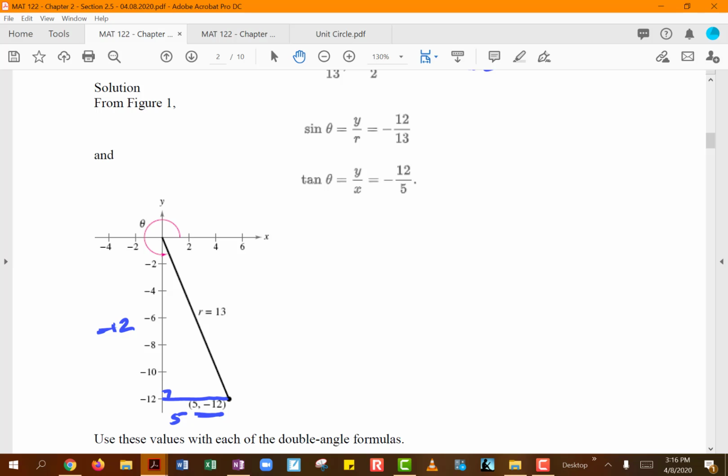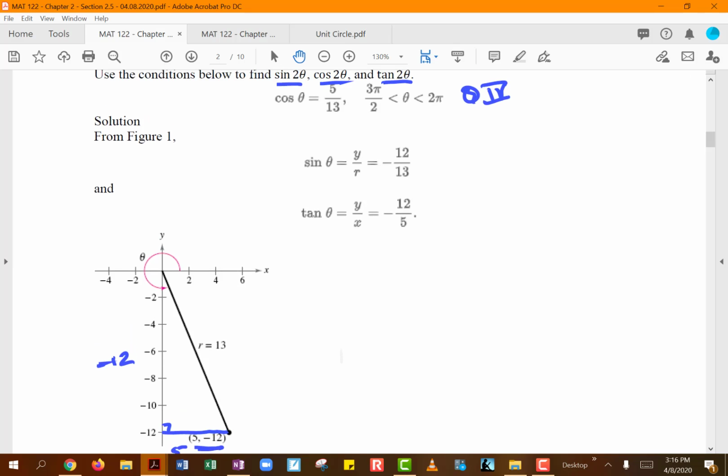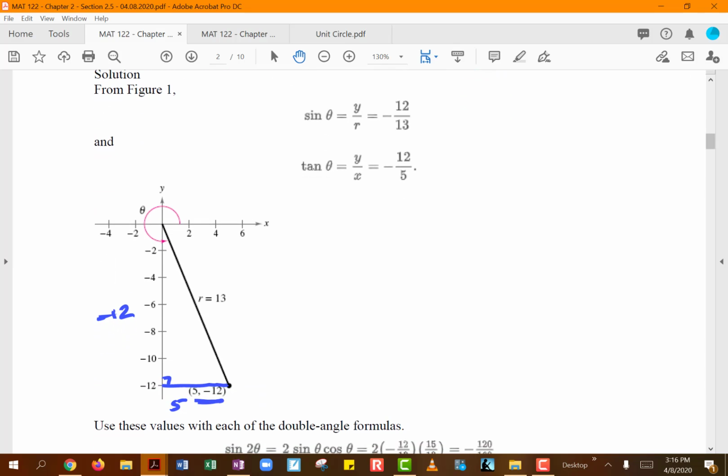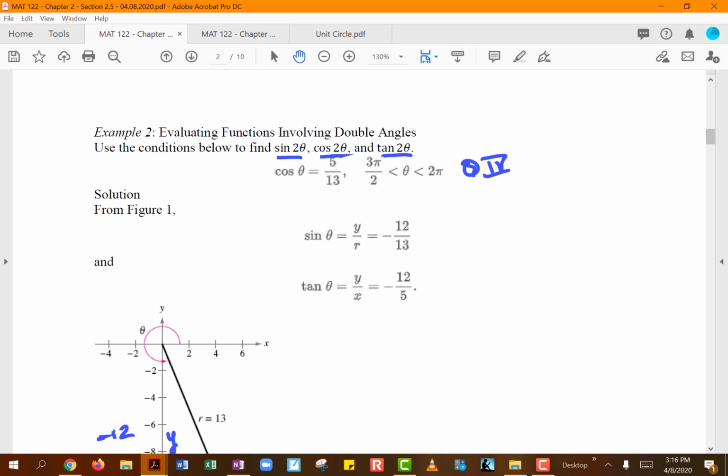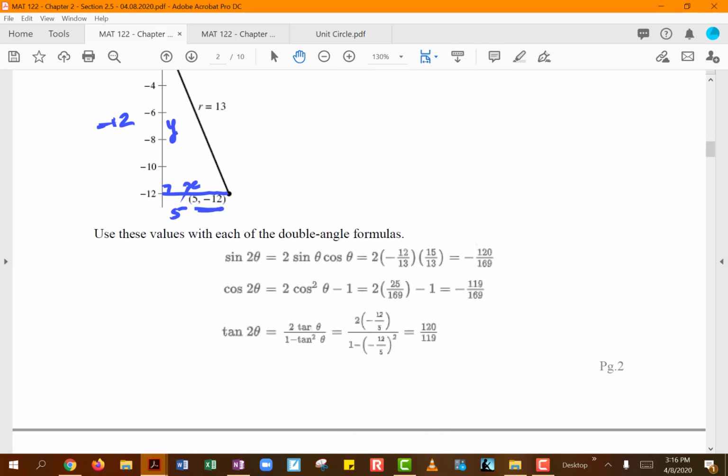Your x distance is going to be 5 units. The y distance is going to be negative 12, right? And then based on that, they are basically finding the sine of theta and tangent of theta. So this is your side r, this is your side x, and this is your side y. So that's the definition they're using, which we had seen in chapter 1. So you've got negative 12 over 13, negative 12 over 5, just by this figure. Now, we were asked to find sine of 2 theta, cosine of 2 theta, and tangent of 2 theta.